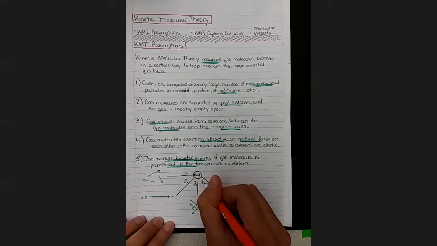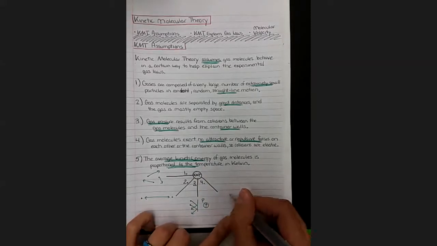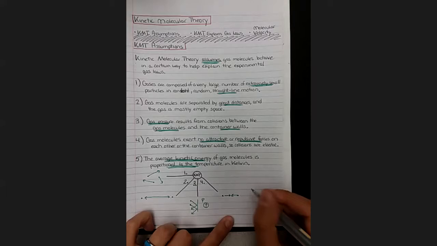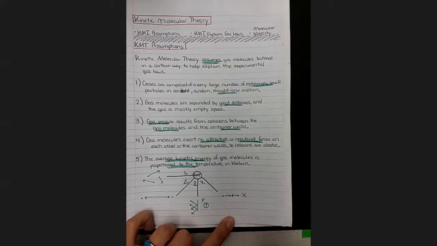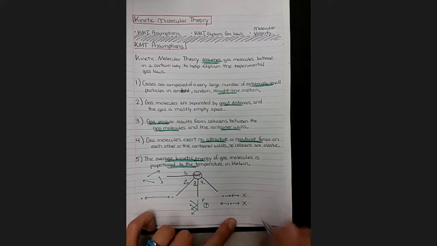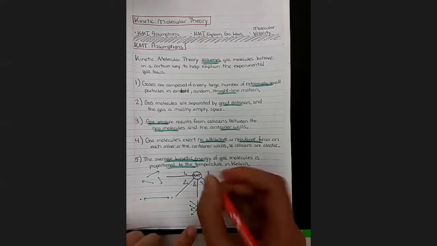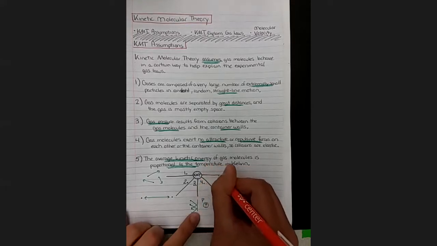Okay, assumption number four, that one said that there were no attractive forces. So that would look like two particles being pulled toward each other. There are none of those, and no repulsive forces, which would mean the particles are being pushed away from each other. No attractive forces and no repulsive forces in our container.